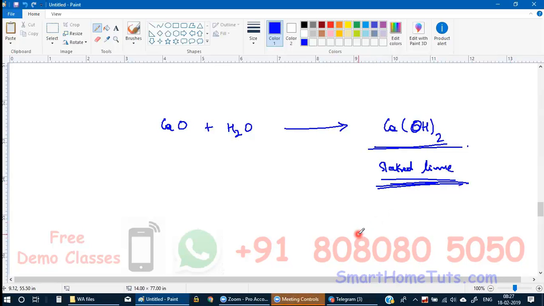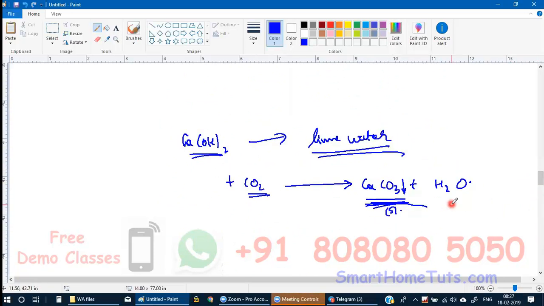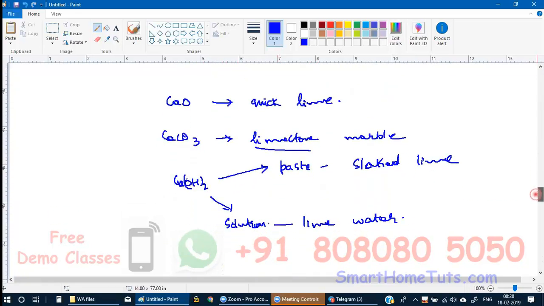This is the paste, slaked lime, and this is lime water. This is the only reaction where lime water turns milky. You don't have to know what happens when excess carbon dioxide is passed. That is not there in your syllabus. Lime water turns milky, that is there. That's all. The chemical name for the paste and the lime water is the same, calcium hydroxide only. Here it is in the form of solution and there is no excess of it. Here excess is there, insoluble part is also there. That's why it is paste.